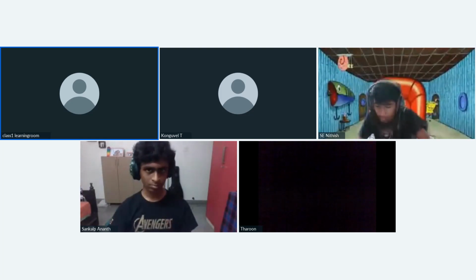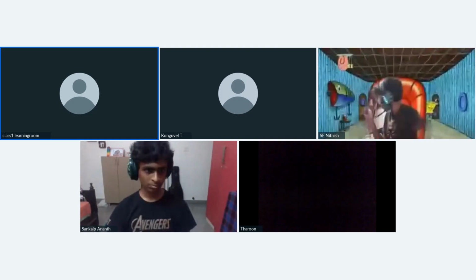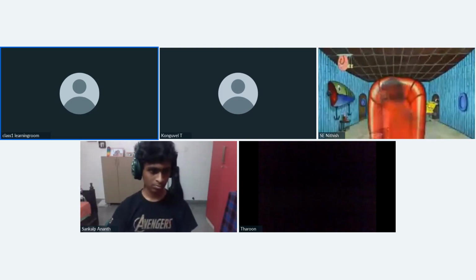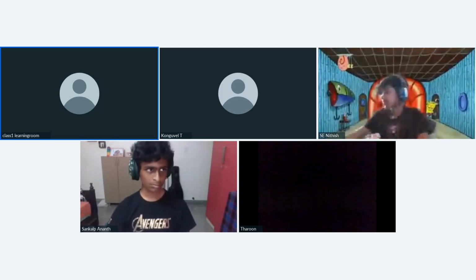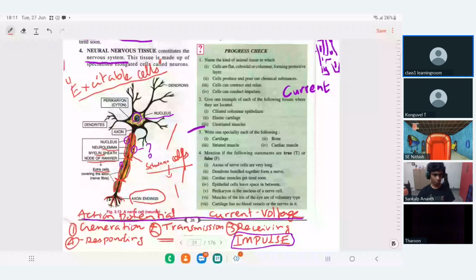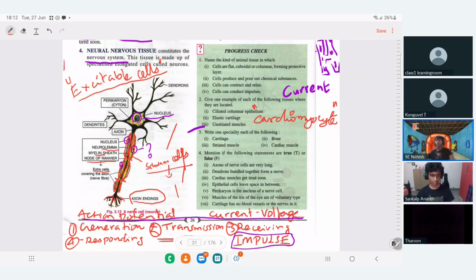Such a property is called the excitable property. In our body, 2 types of cells have that excitable property. One is the neuron, and the other is the heart cell, the cardiomyocyte. The cell which makes heart muscle.